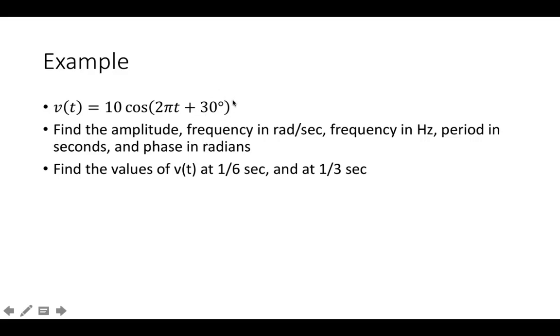If we want to convert that to radians, do you remember how to do that? You divide by 180, you multiply by pi, so basically it would be pi over 6. Now you're asked to find the value of V of t at 1/6 second and at 1/3 second. The first thing you have to do is convert your degrees to radians, and then you should just be able to plug in 1/6 for t and then 1/3 for t and get an actual value of what V of t would be.